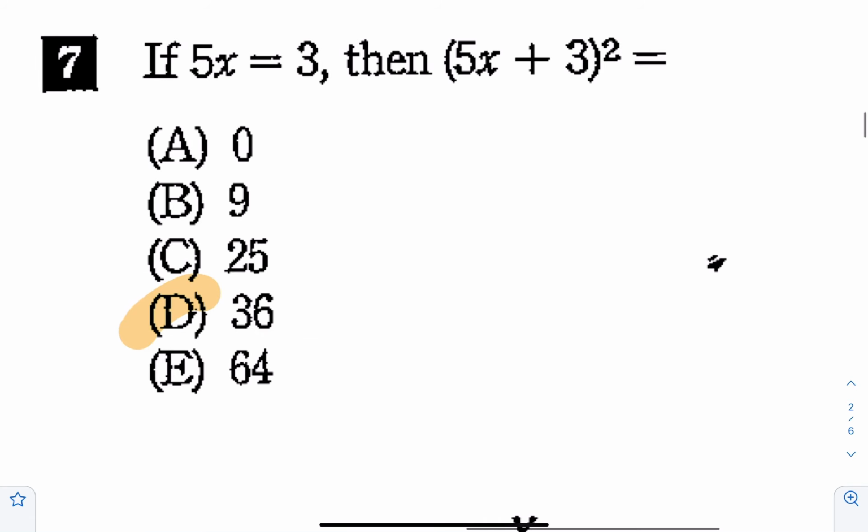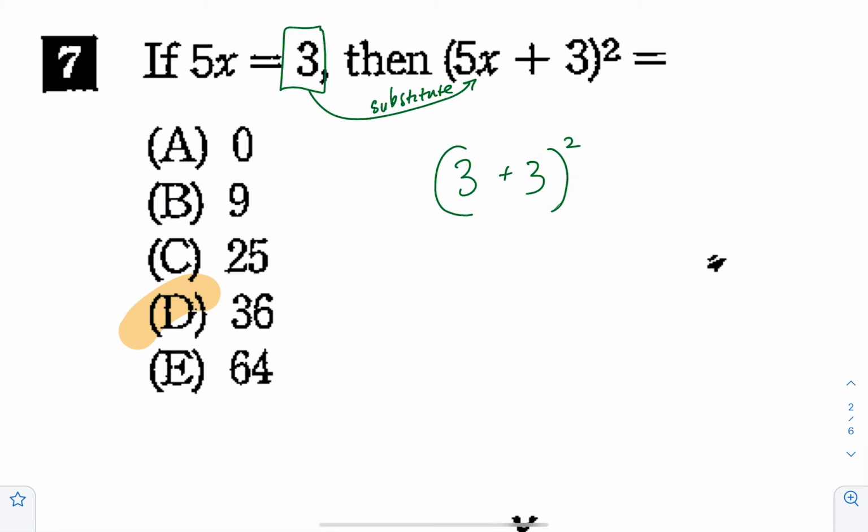Next, for number 7, if 5x is equal to 3, then (5x plus 3) in parentheses squared will be equal to. So you can do a substitution here. Since 5x is equal to 3, you can replace 5x with 3, which will give you (3 plus 3) in parentheses squared, or 6 squared, or 36. And that's choice D.